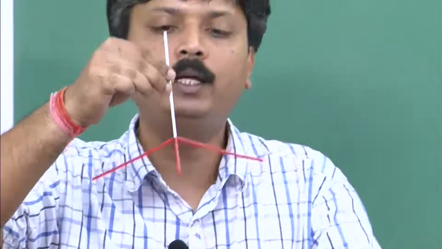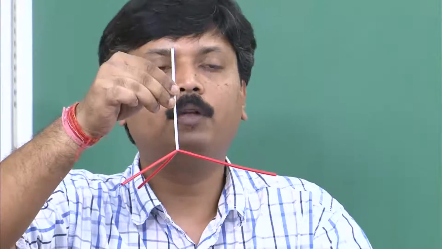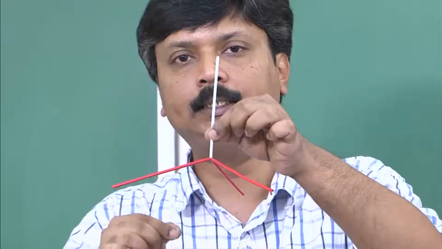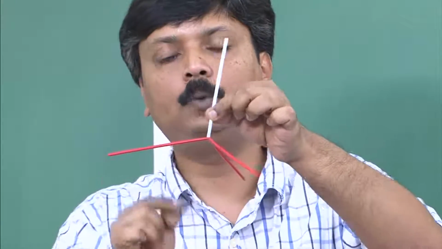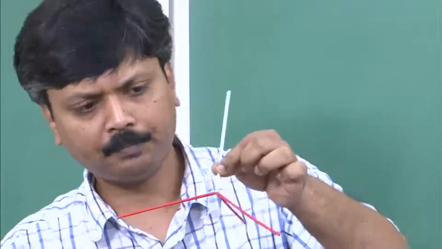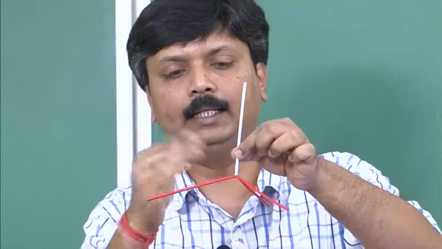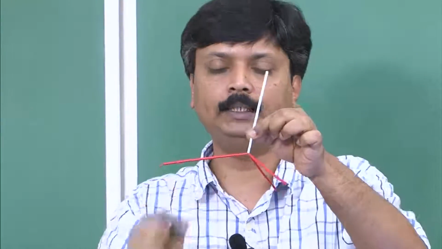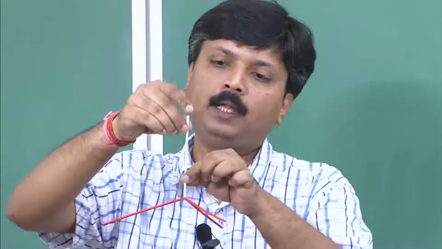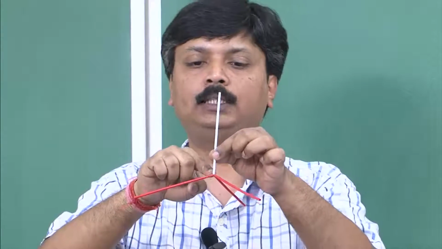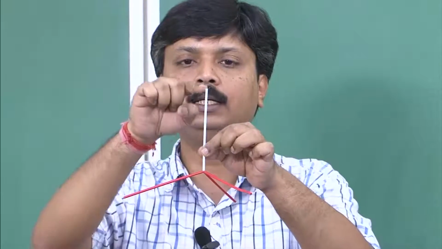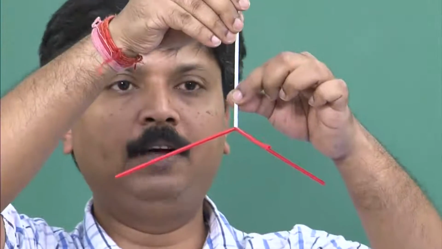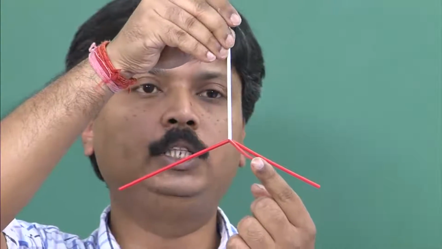Okay, so you can see the model that I am holding. You can think of it as a model for chloroform, CHCl3. This white one corresponds to the CH bond, and the red ones correspond to the CCl bonds. Now you can imagine an axis which passes through this CH bond, and about that I give a rotation, so this particular CCl bond is toward you now.